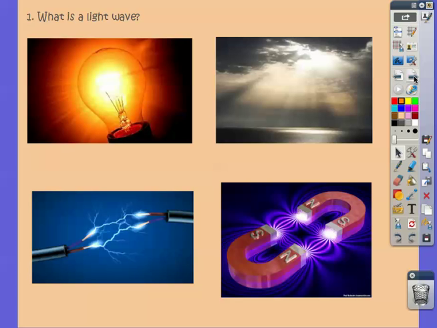So sound waves are not going to be identified as electromagnetic. They need a medium, but light waves are electromagnetic. They can transfer without a medium. In fact, they actually transfer best without a medium.